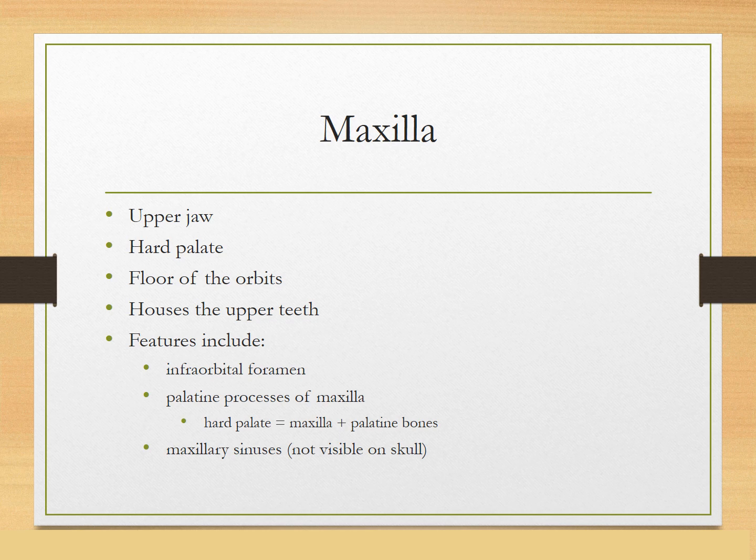The maxilla is your upper jaw, and this houses your upper teeth. It also forms the hard palate or roof of your mouth and the floor of the orbit of the eye. Its features include the infraorbital foramen, which is similar to what we saw in the frontal bone with the supraorbital foramen. Another part is the palatine process of maxilla. Your hard palate consists of the maxilla and the palatine bones. And so the portion of the maxilla that extends to the palatine bone is called the palatine process of maxilla. So together, both these bones form the hard palate. The maxilla also contains the maxillary sinus.